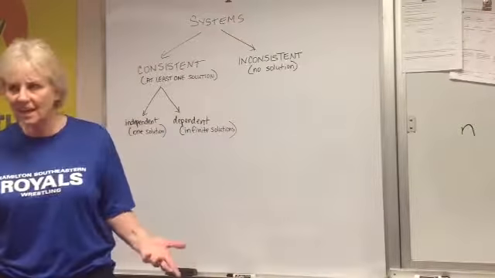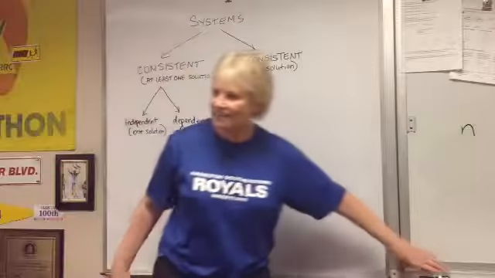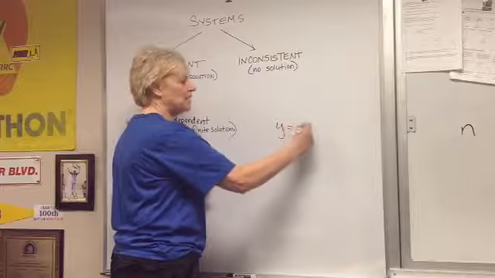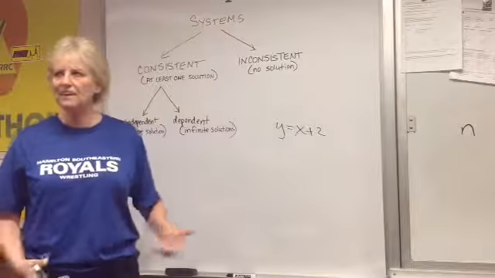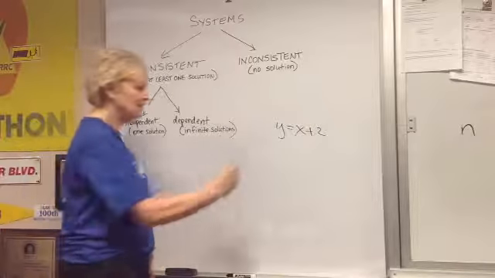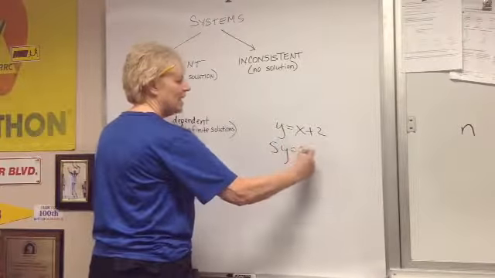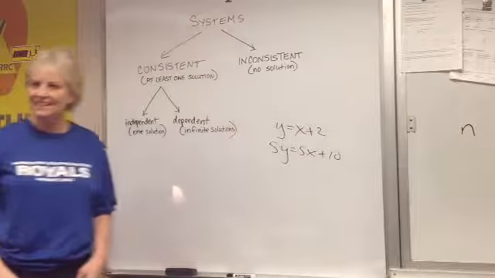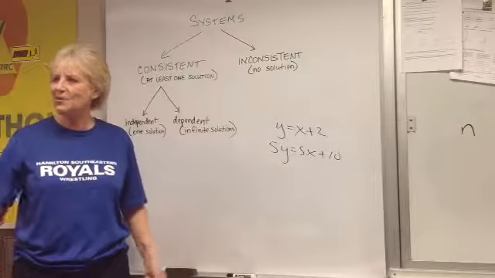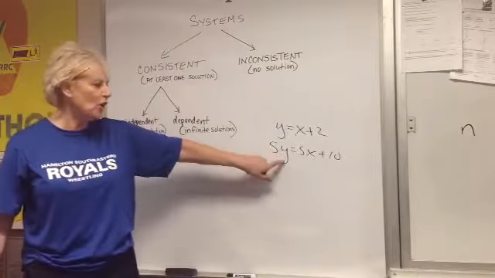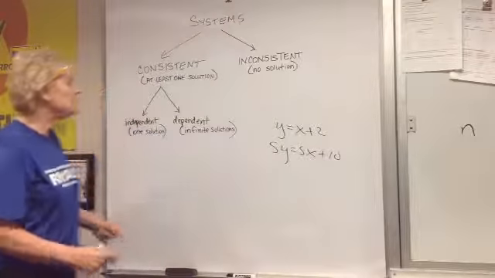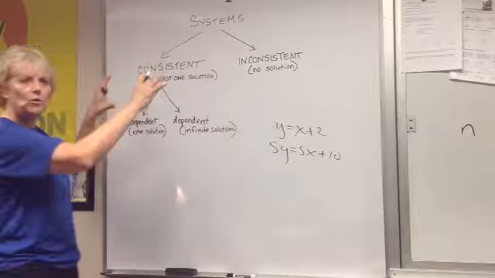The only way they could be the same line is if I disguise a line. Like if I have y equals x plus 2, and I want to make one that is the same line, all I do is multiply everything by something. Let's say 5. 5y equals 5x plus 10. It's the same line. When I give you a system where it's the same line, I never have y equals, because then you would know right away. If you solve this for y, what do you get? That.